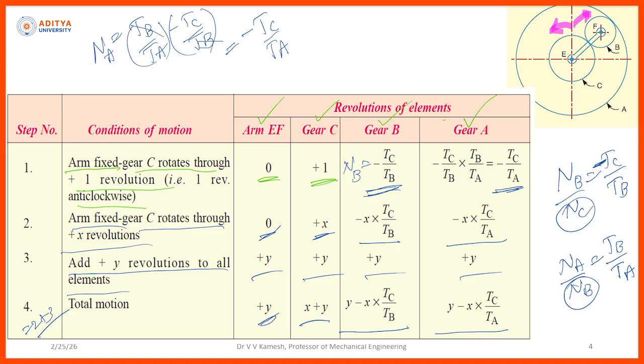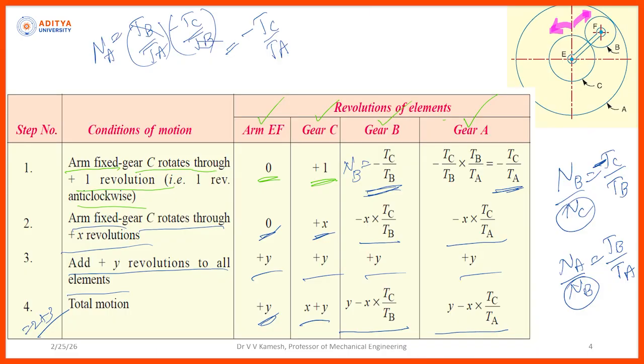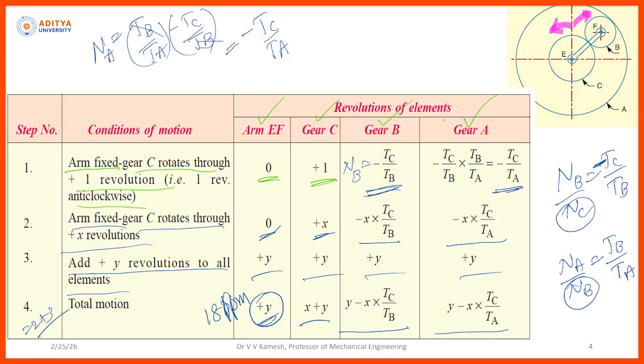I can find the velocity of gear C, gear B, gear A. The gear B meshes with both A and C and is carried on an arm EF which rotates about the center of A at 18 rpm, and gear A is fixed. So the arm is rotating at 18 rpm. It is given plus 18. When you are taking the plus 18, it is anticlockwise. So y is equal to plus 18.